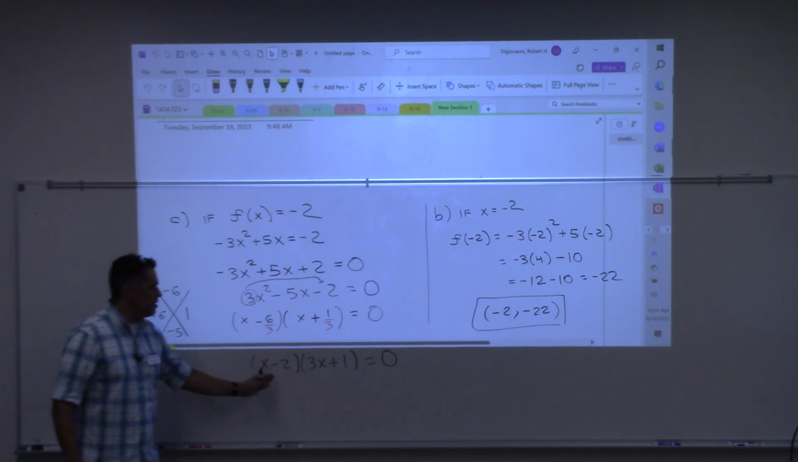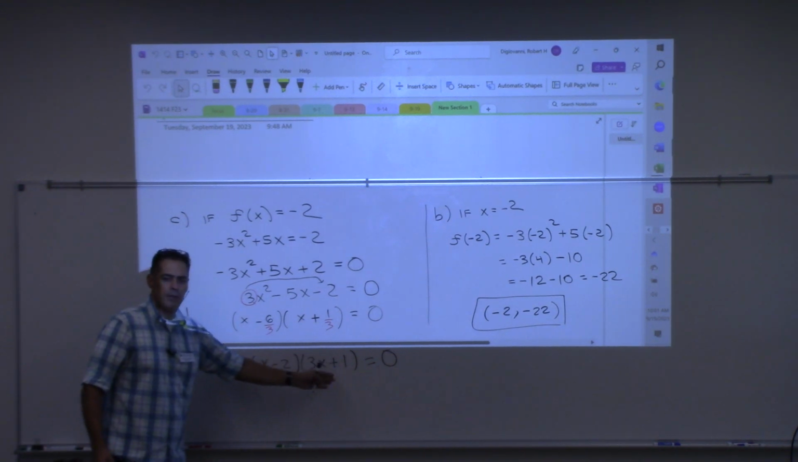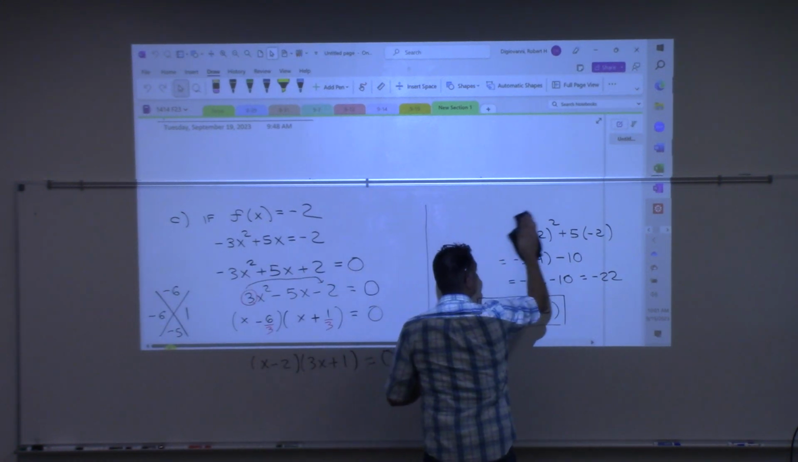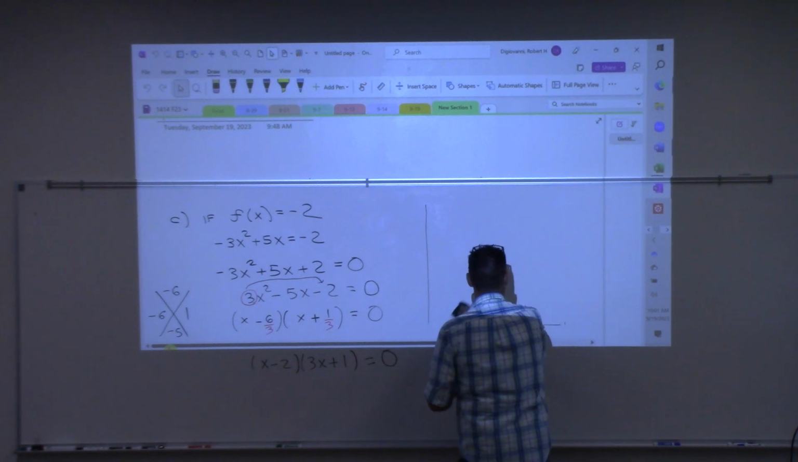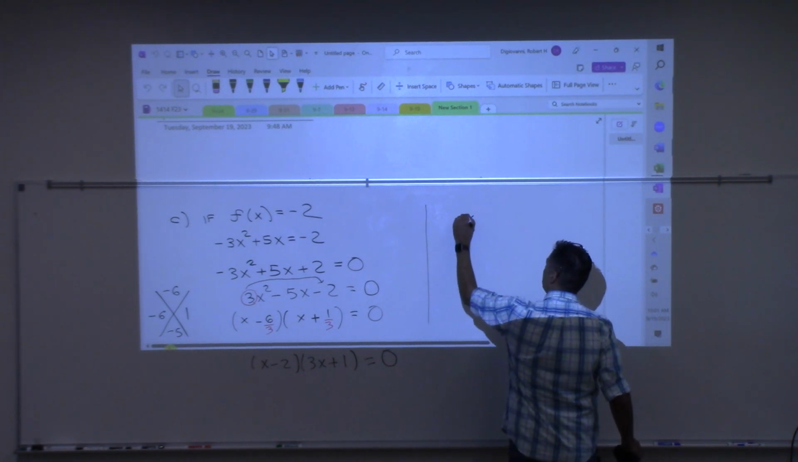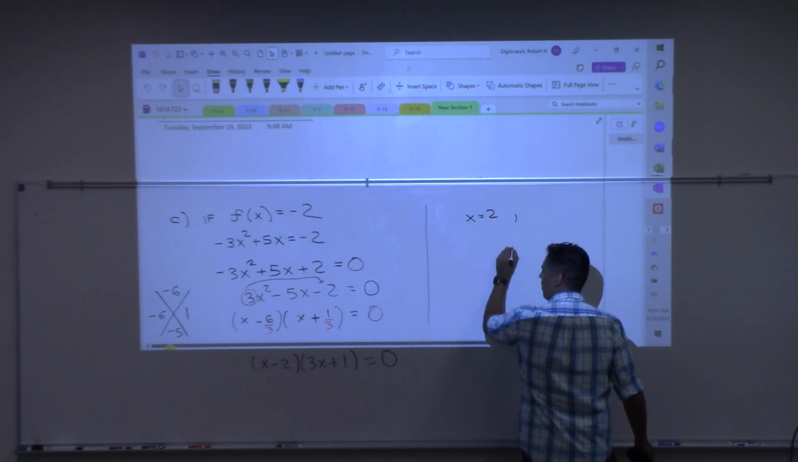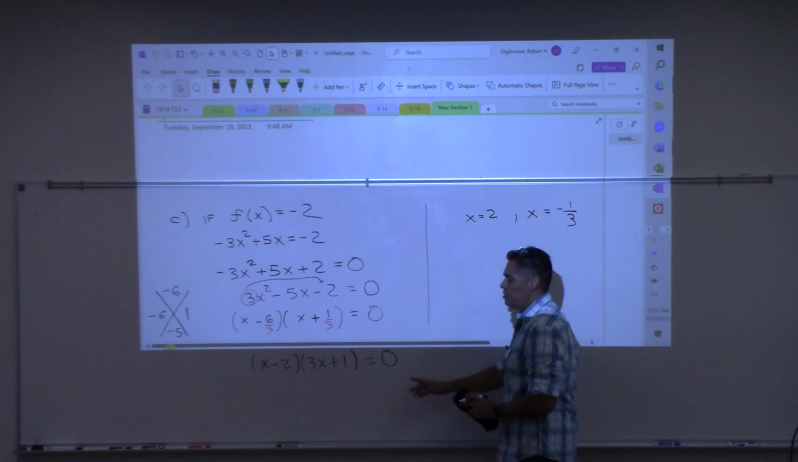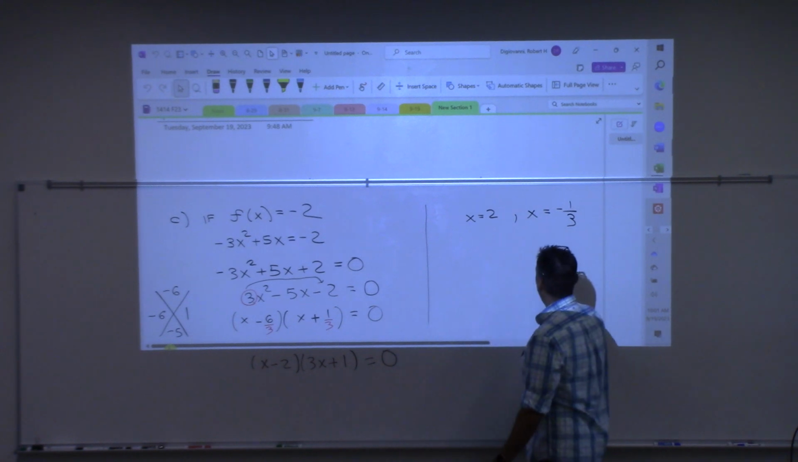You set each of these equal to 0. I'm just going to write the 2 answers. So x is 2. What's my other one? Negative 1/3. So if you set each of those to 0, you get two solutions.